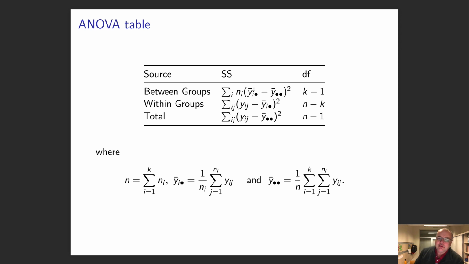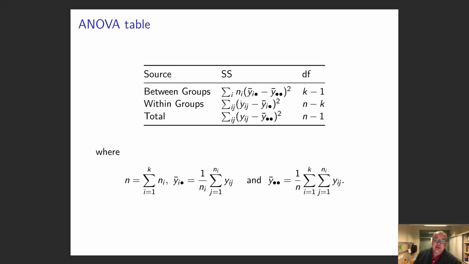And it's a nice thing if you look here: how many y-bar i dots are there? There are k of them, because there are k groups. How many y-bar dot dots are there? There's one overall mean. And see the correspondence with the degrees of freedom: you've got k minus 1. See if it follows here. How many y_ij's are there? Well, there's n, the total number of observations.